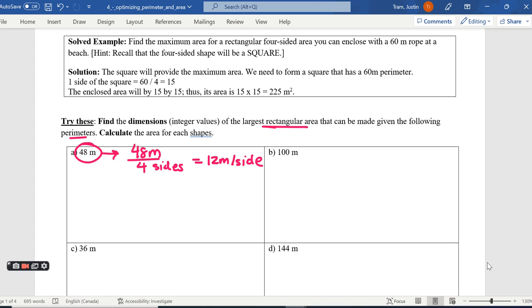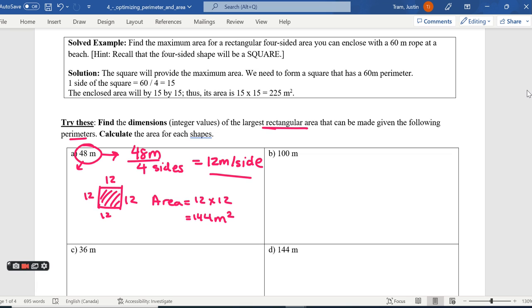Okay, so calculate the area of each shape. Based on that, I know that 12 plus 12 plus 12 plus 12 is 48 meters, and that this is a square, so this would be the largest possible area I could form with 48 meters of fencing. So then the area would be simply 12 times 12 equals 144 meters squared. So with 48 meters of fencing, the largest possible area I can enclose is 144 meters squared. Okay, at this point you can pause the video and try B, C, and D using the exact same logic I just applied to example A.